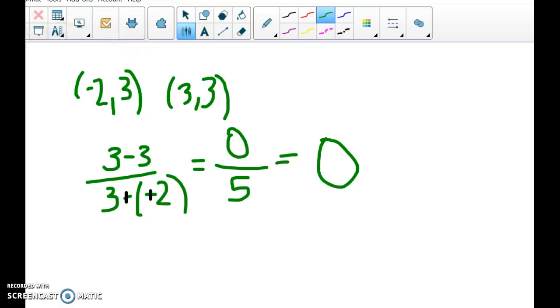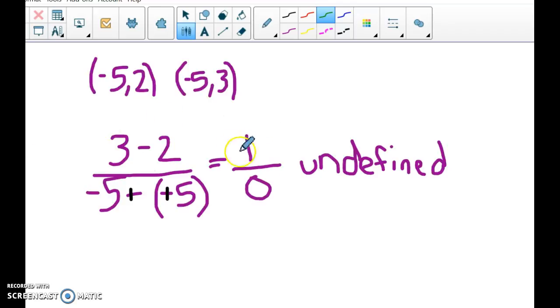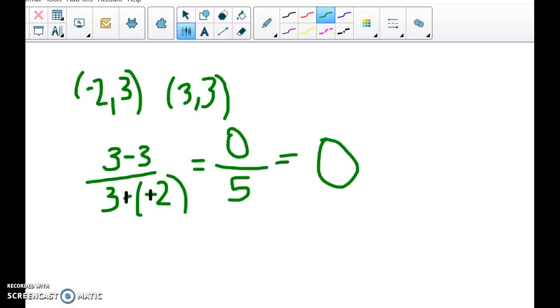When you look back at the last one that we did together, this had a change. The y changed from 2 to 3, but the x didn't change. And there's nothing I can multiply times 0 to get 1, so this one's undefined. Whereas this one is a 0 slope.